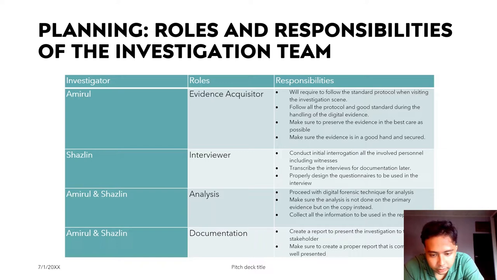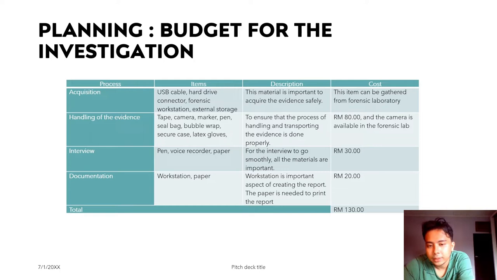For documentation, we also need to create a report and come up with a proper report that is well presented. Also part of the planning phase is the budget that will be used for the investigation. Budgeting is a crucial part of the planning stage, as it makes sure that all necessary tools and equipment can be gathered before the investigation begins. This will ensure that the investigation process can run smoothly, and budgeting can also prevent unnecessary spending during the investigation process.